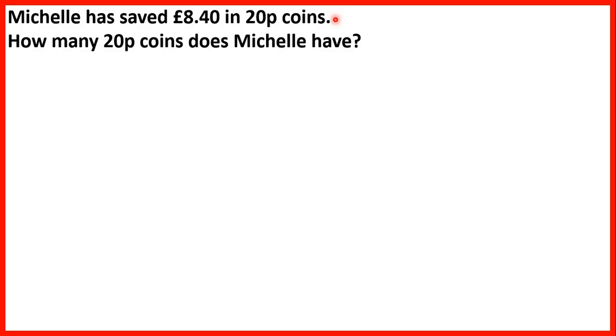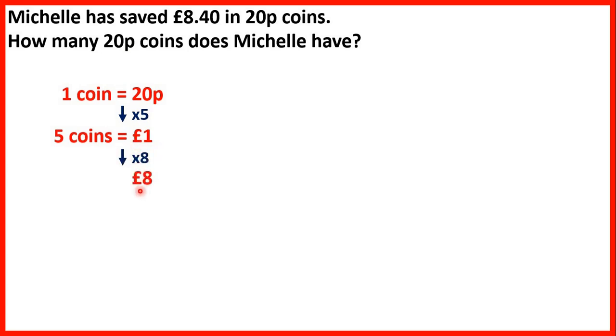Michelle has saved £8.40 in 20p coins. How many 20p coins does Michelle have? So one coin is 20p, but if we times that by 5, 20 times 5 is 100, so 100 pence is £1, so 5 20p's would be £1. But now, if we times by 8, we can find out how many 20 pence coins make £8.